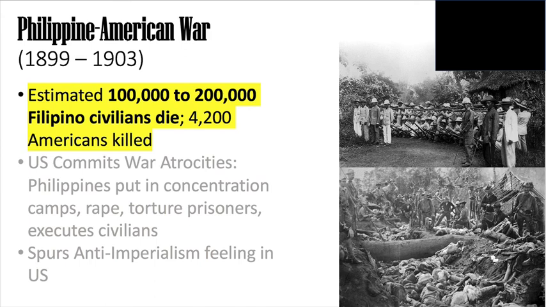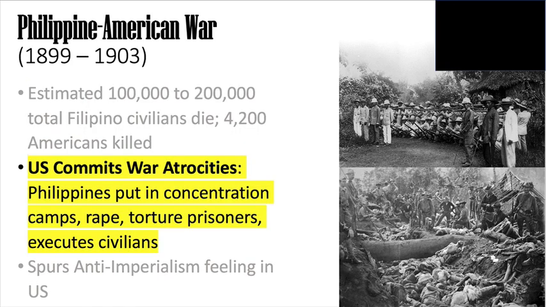Spoiler alert, the U.S. wins, so the Philippines are going to lose. And it's a very, very bloody, horrible war. And it's very rarely covered on the Regents. They really don't get into details. And very few people probably even know about it, or at least people who aren't Filipino. But it was a very brutal war, as you can see. About 100,000 to 200,000 people die in this war. Most of them are Philippine civilians because it's fought on their land. Only a little over 4,000 Americans killed.